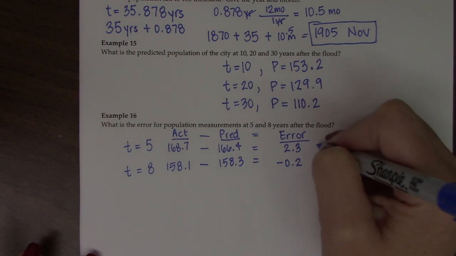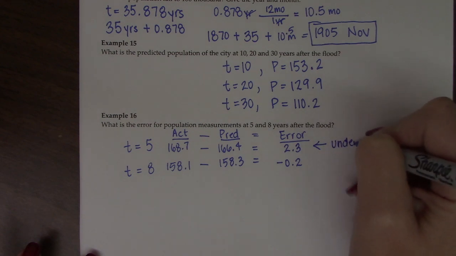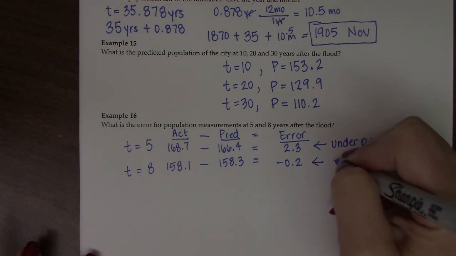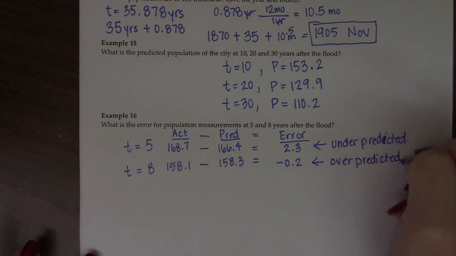So these are in thousands. This first error, because it's positive, means that the model under-predicted. Here, because the error is negative, the model over-predicted the population.